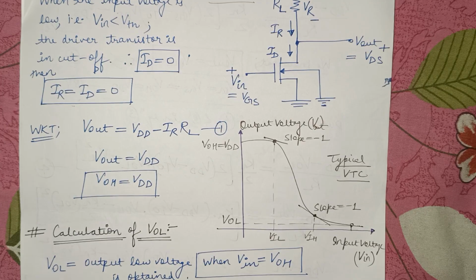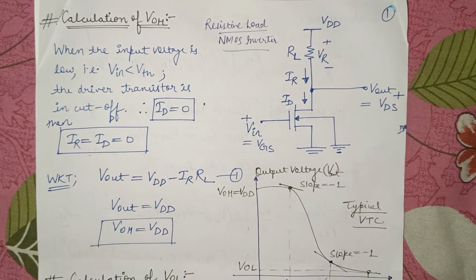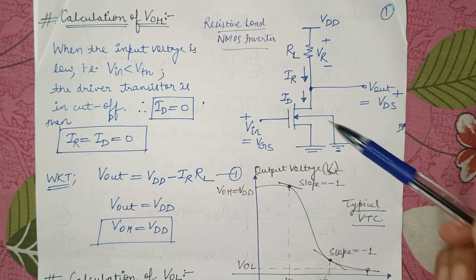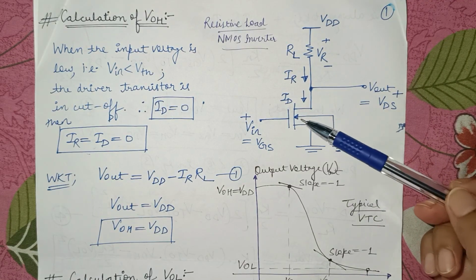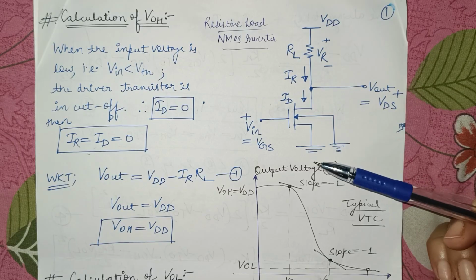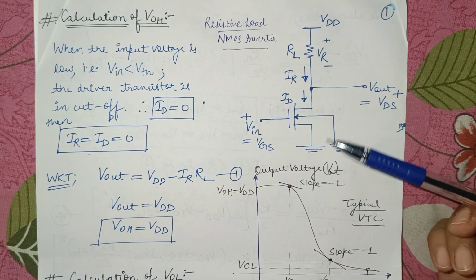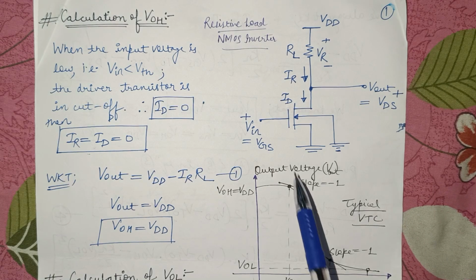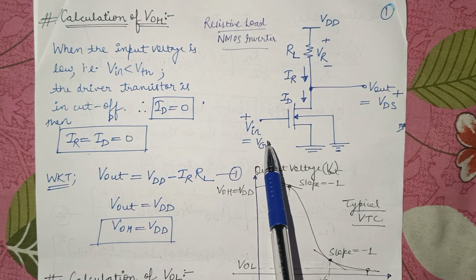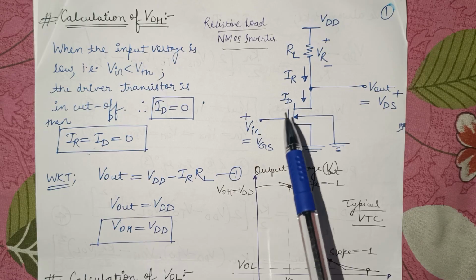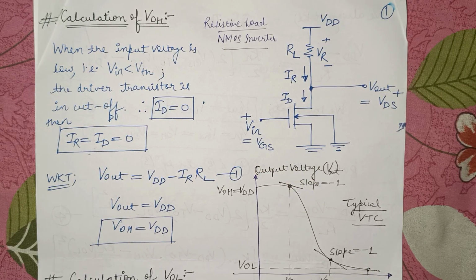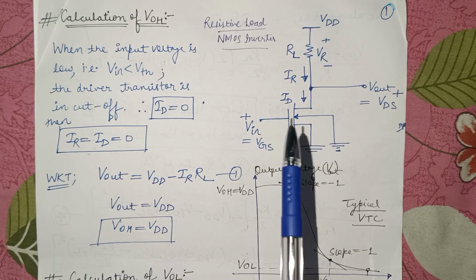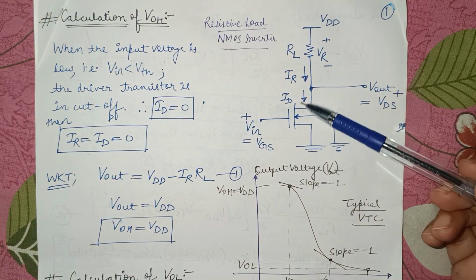So let us start our calculation. We know that this is an enhancement type NMOS transistor, because in this symbol the arrow is going inwards, and it has a positive threshold voltage. Suppose in the starting the input is very low, less than the threshold voltage of the transistor. Then the transistor will be in the cutoff region, because it will not be on, so no drain current is conducted.